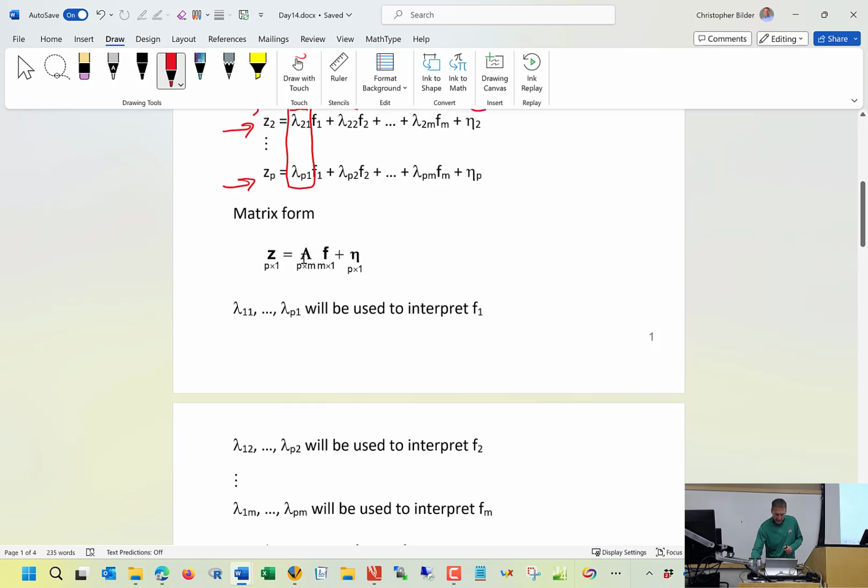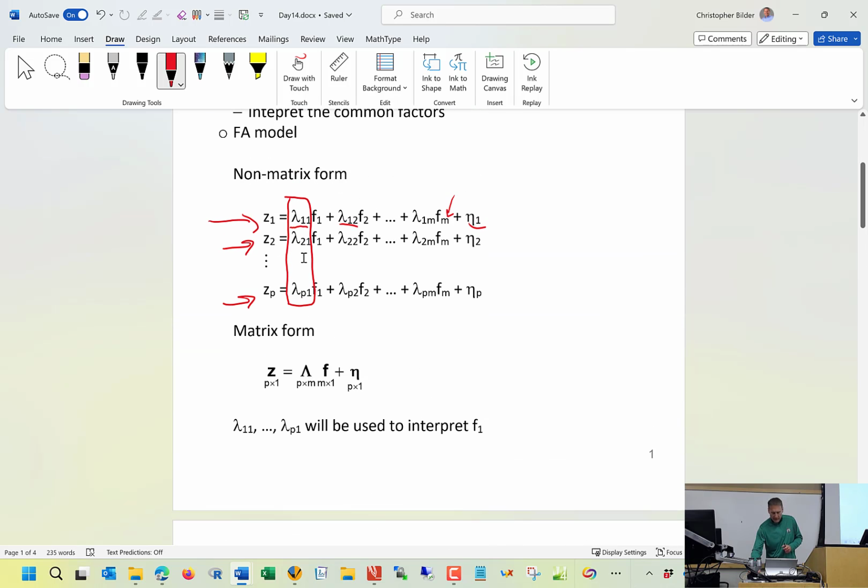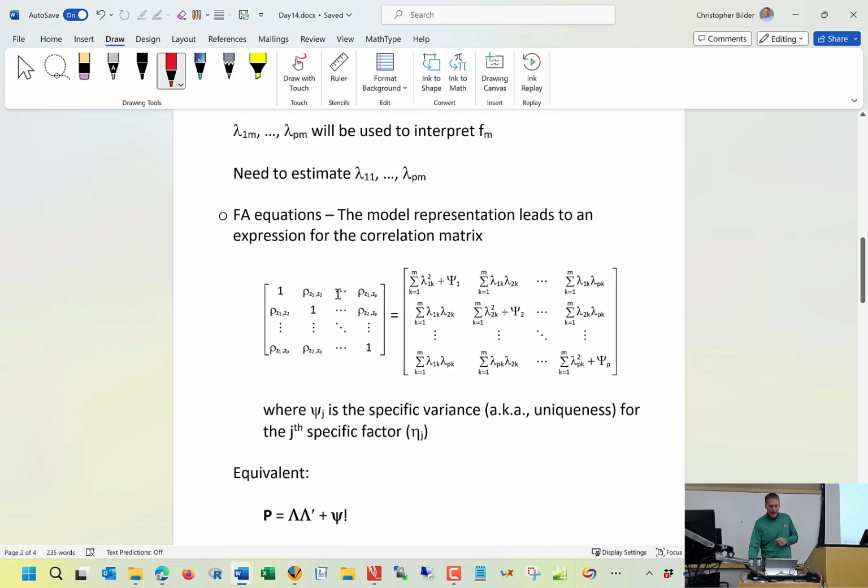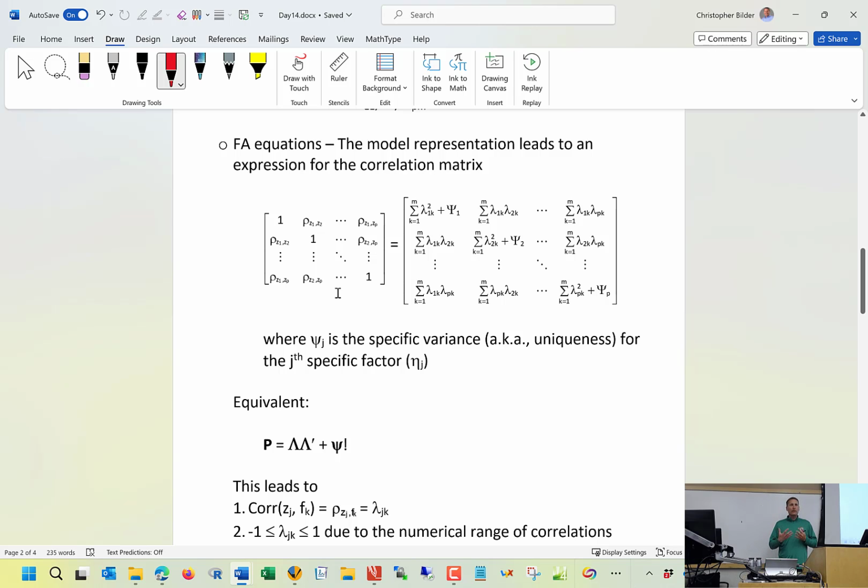Let's see if I talked about all that. Yeah. And so we can also put these p different equations into a matrix-like form, as I showed there. And because of this assumed model structure, we can actually come up with a representation for our correlation matrix, or equivalently our covariance matrix for the standardized variables. This expression for this correlation matrix is what's called the factor analysis equations. Let me make this a little bit bigger so we can zoom in.